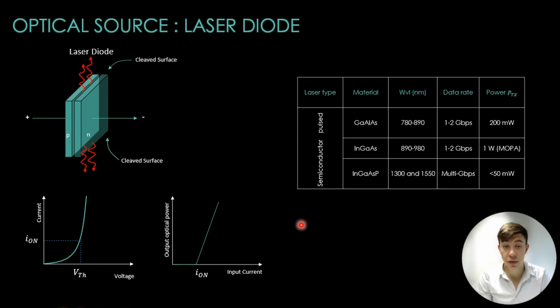Indium gallium arsenide with wavelengths between 890 and 980 nanometers. These diodes offer higher power output, often used in master oscillator power amplifier configurations for increased range and reliability. And the third one, indium gallium arsenide phosphide, operating at 1300 nanometers and 1550 nanometers. These are preferred for long-range links and space-based applications due to their superior atmospheric transmission characteristics.